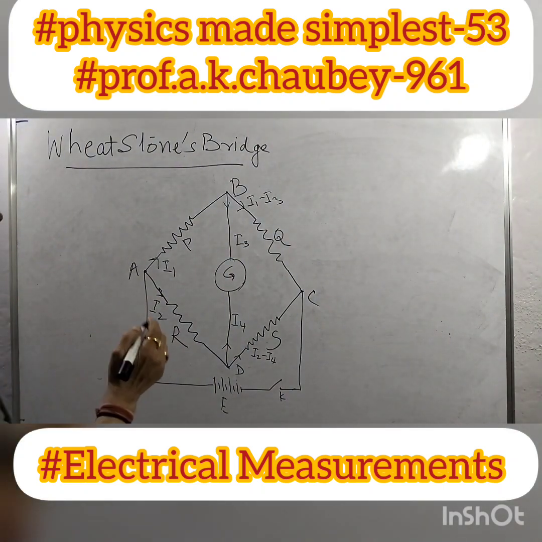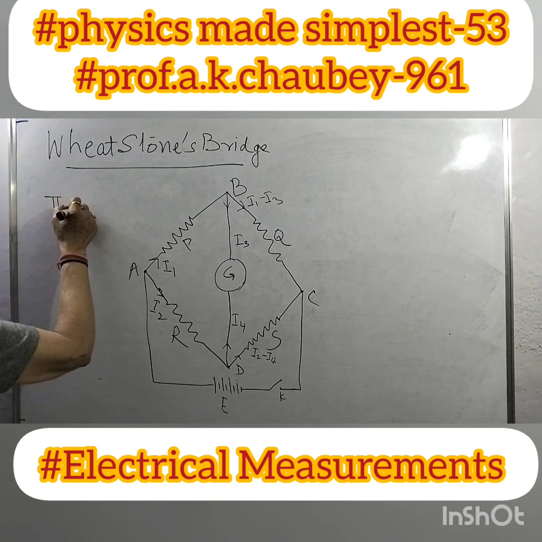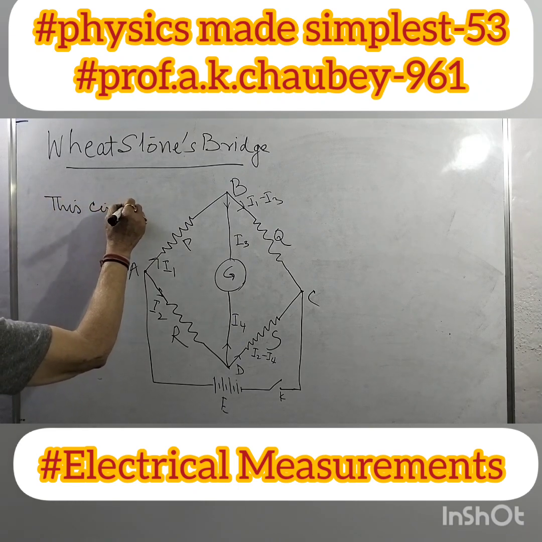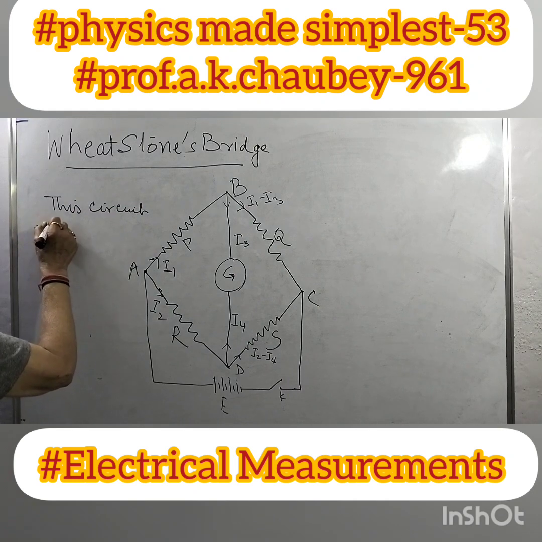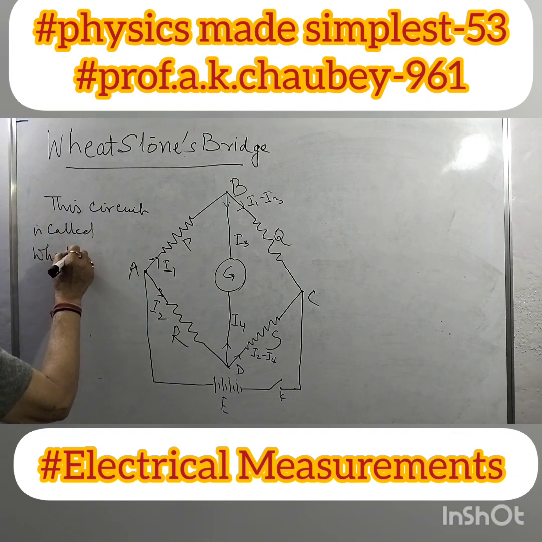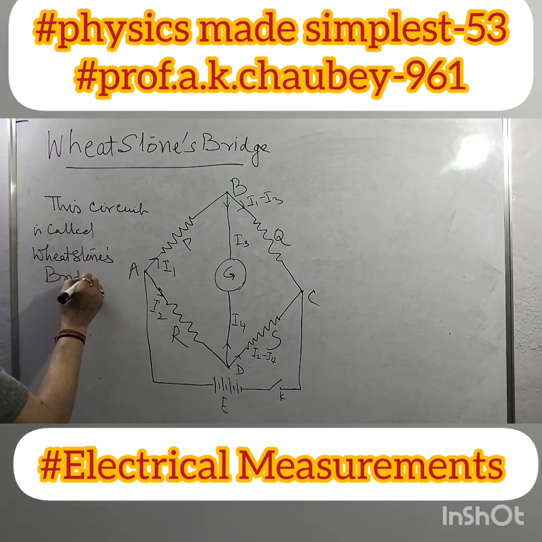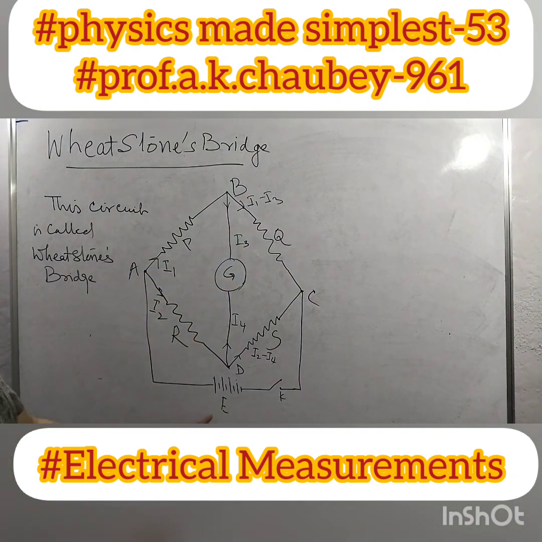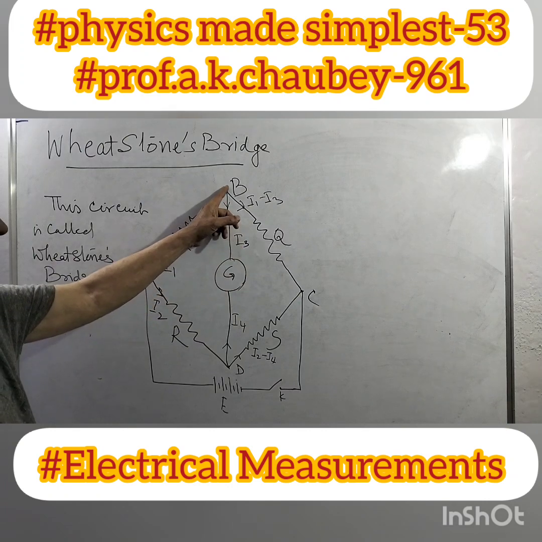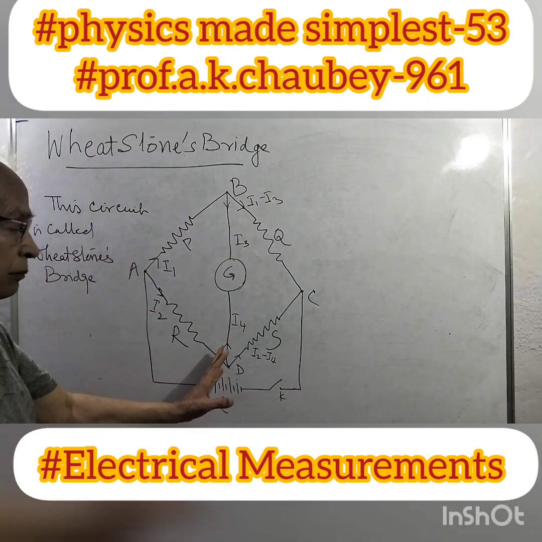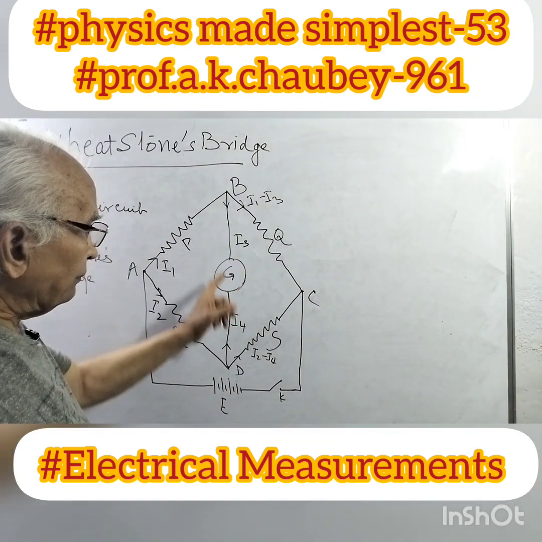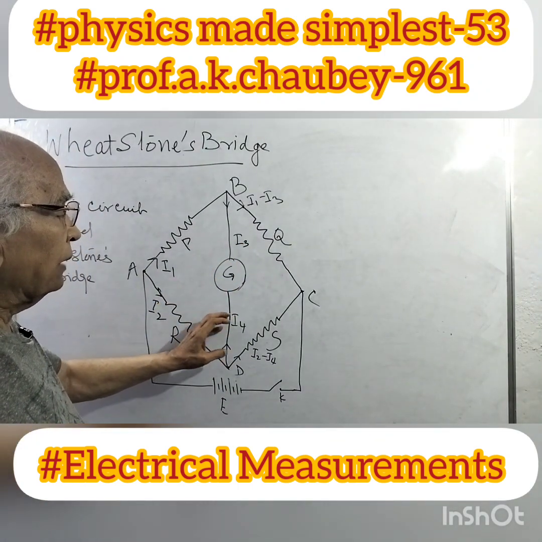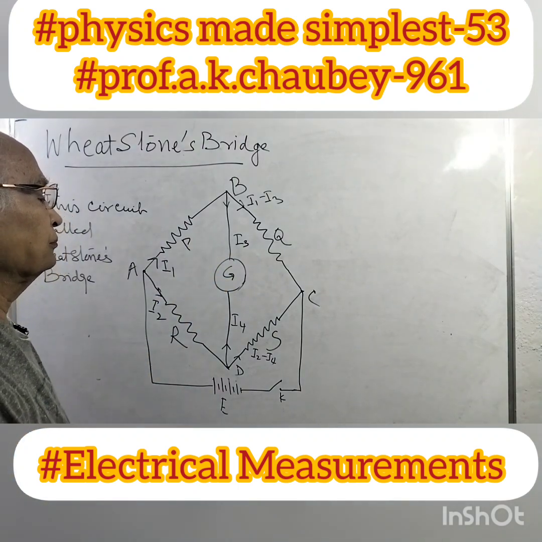So this circuit is called Wheatstone bridge, Wheatstone is the name of the scientist. There are four resistances, P, Q, R and S. And this galvanometer is to detect whether a current is flowing in this branch, that is, if I3 is more than I4, some current will flow here, or if I4 is more than I3, some current will flow here.